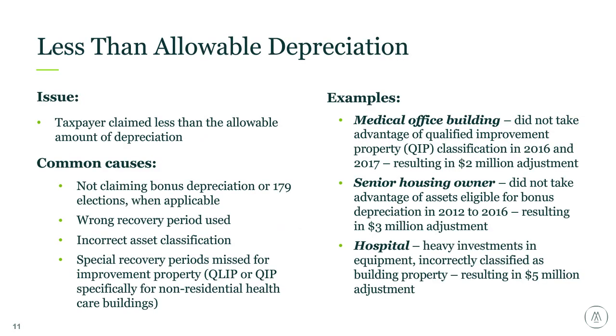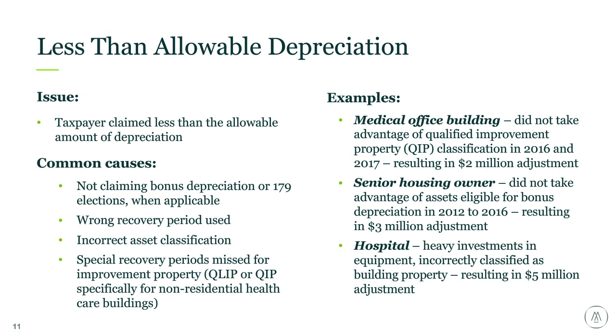So less than allowable depreciation would be when taxpayers miss beneficial accelerated depreciation methods and lives. So as I mentioned, bonus depreciation or maybe even Section 179 expensing. And in some cases, too, they'll miss qualified property. So as I mentioned, qualified leasehold improvement property or qualified improvement property specifically for healthcare buildings. And often taxpayers just simply classify the assets with incorrect recovery periods.